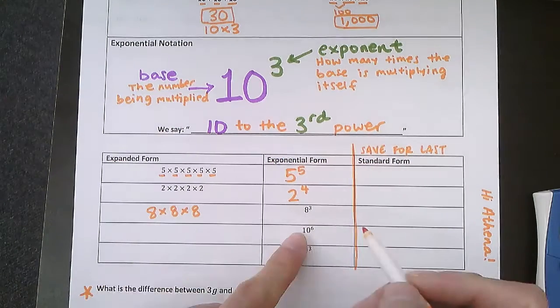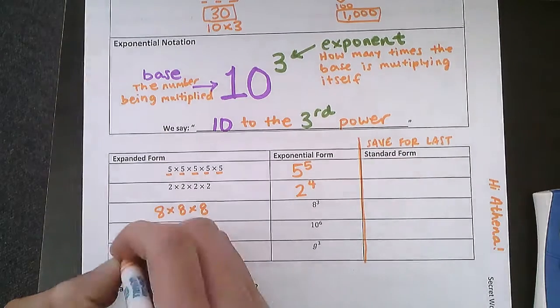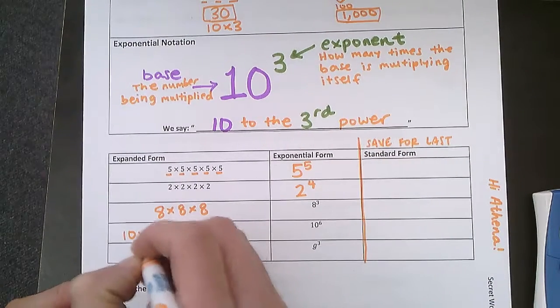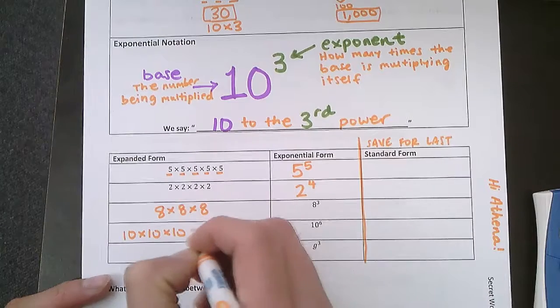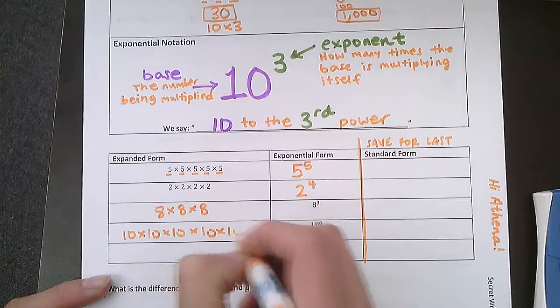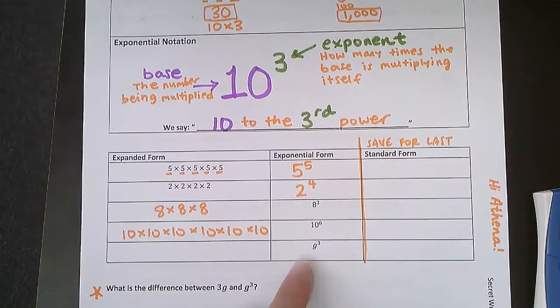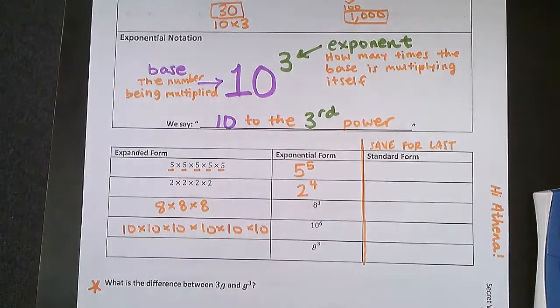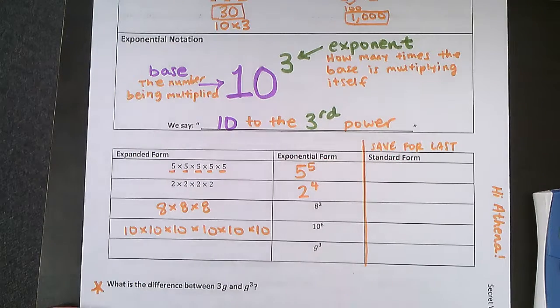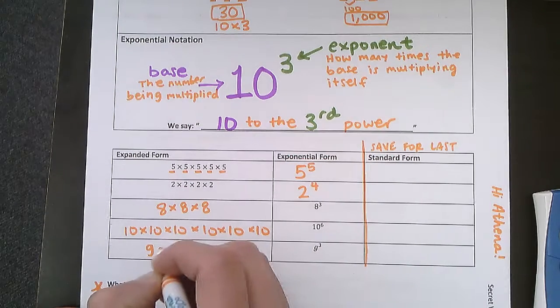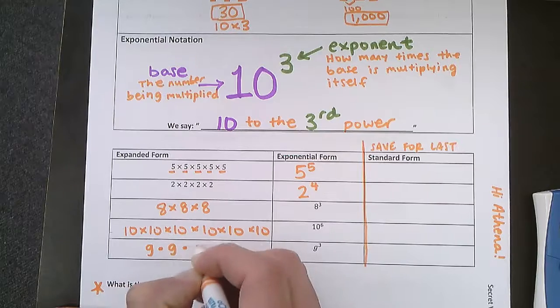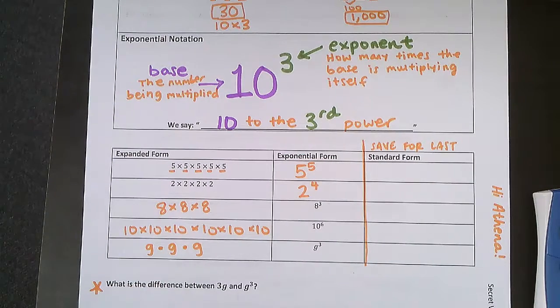Okay, this one we did 10 to the 6th power. That's the same thing as 10 times itself 6 times. 10 times 10 times 10 times 10 times 10 times 10. That's 6. G to the 3rd power. That's G times itself 3 times. So that's G times G times G. I'll also tell you the second letter of the secret word right now is I, as in India.